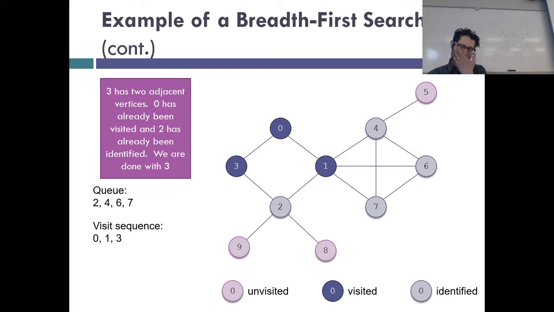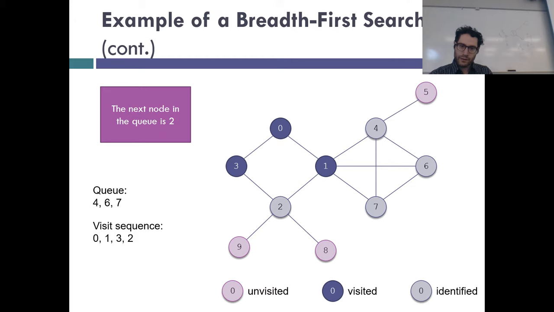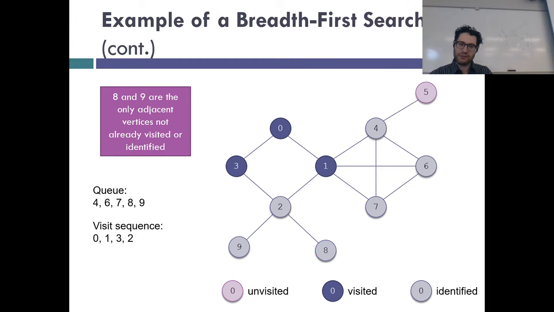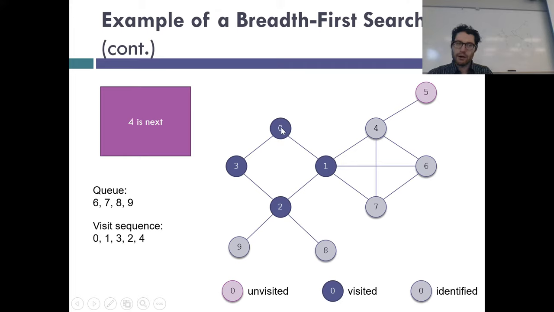So now we go to the next item in the queue. That's 2. Its neighbors are 1, 3, which we've already visited, and 8 and 9, which we haven't, so we throw those into the queue. So notice how we're starting on the distance 2 away from 0. So 1 and 3 were 1 away. Now 2, 4, 6, and 7 are all 2 steps away, and then 8 and 9, and then eventually 5 are going to be 3 steps away.